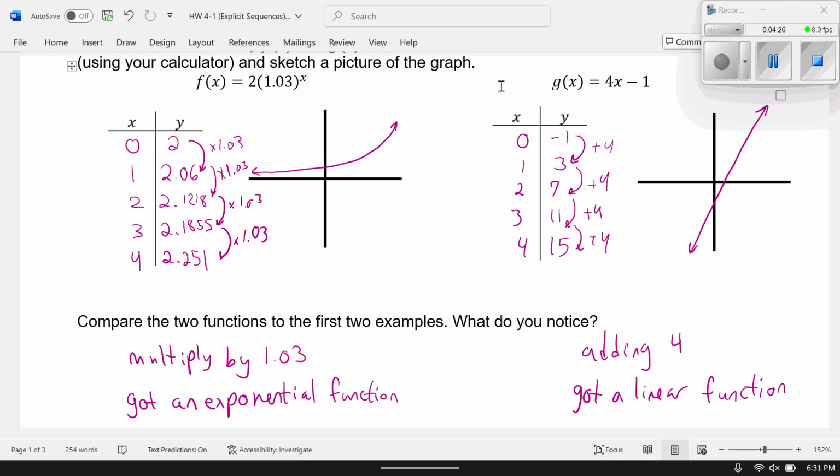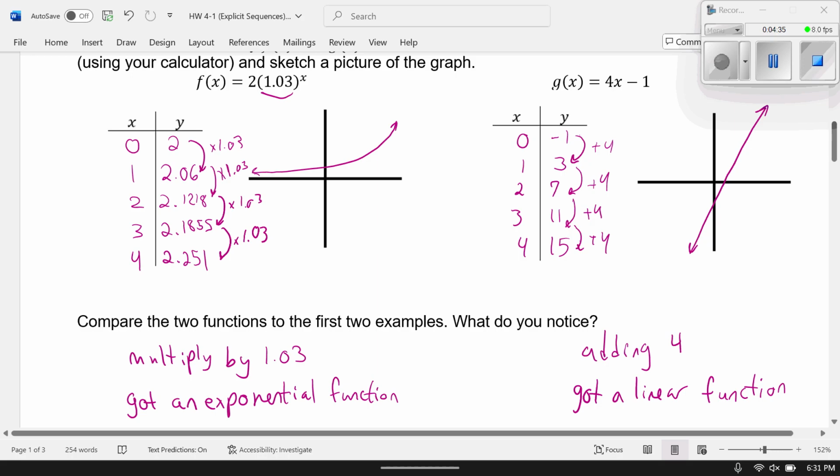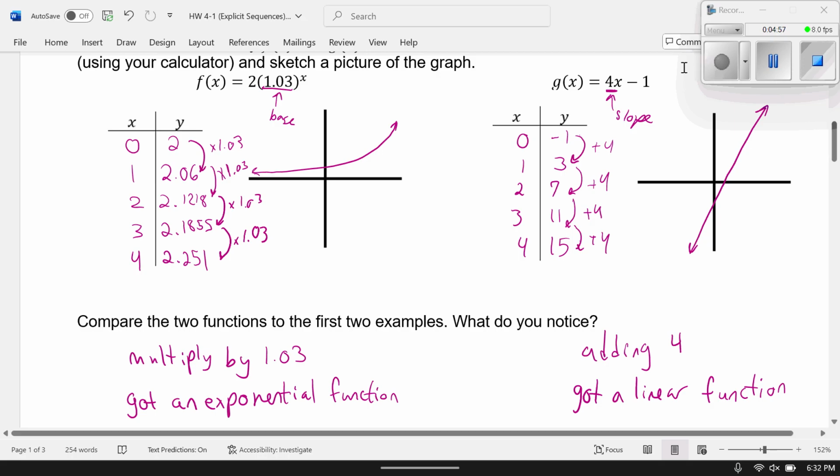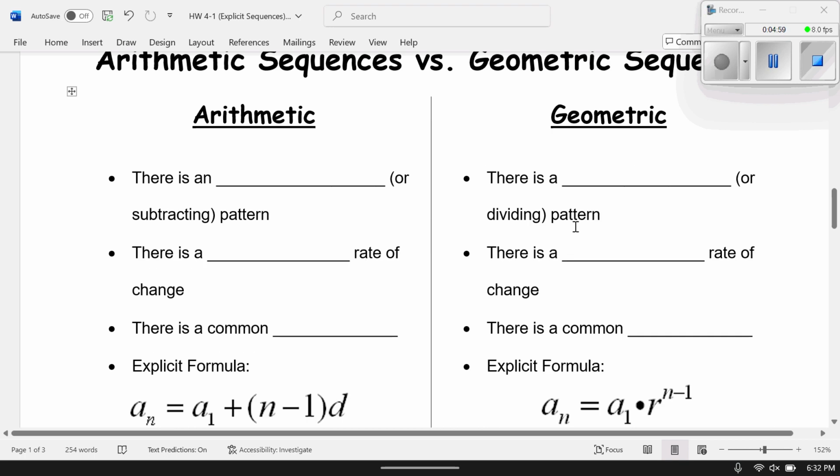Okie dokie. So in functions, where did we actually see this pattern? Well, in a function, the pattern is found in the base. And in a linear function, the pattern is the slope. And that's really important. So basically, we have two different types of patterns that we can classify: addition and subtraction, and multiplication and division. So let's sum it up.